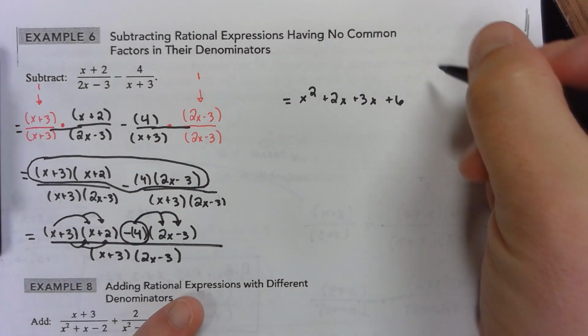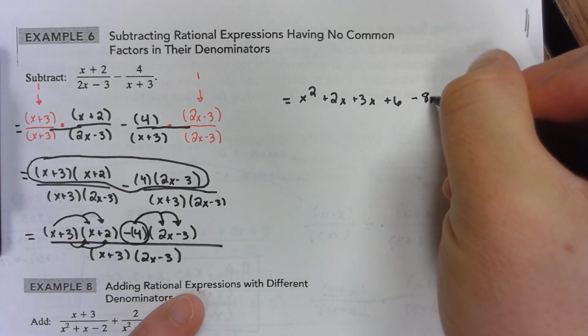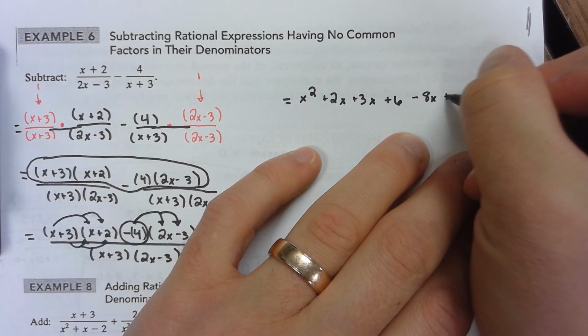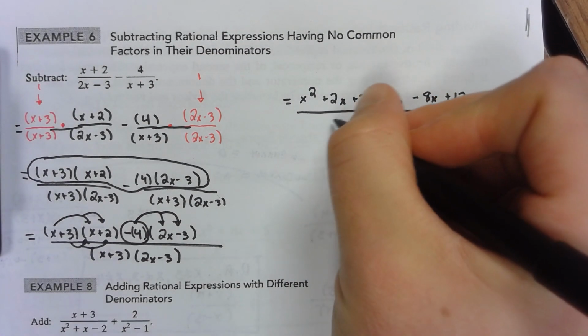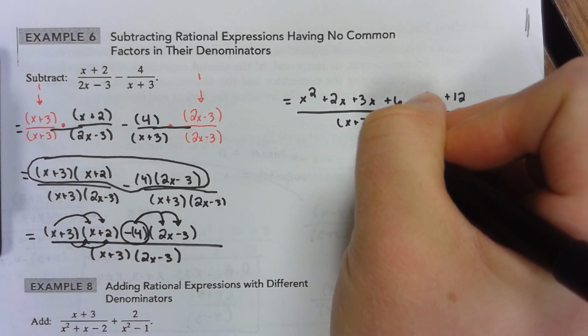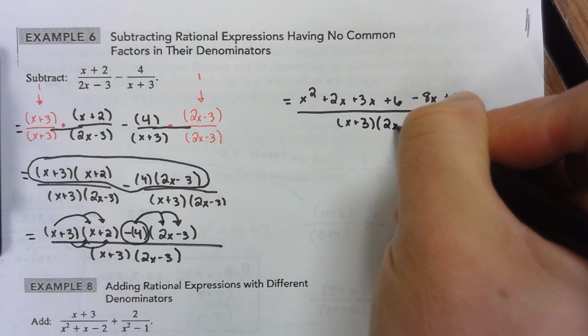So this is negative 8x and then plus 12, all over the common denominator of x plus 3 times 2x minus 3.